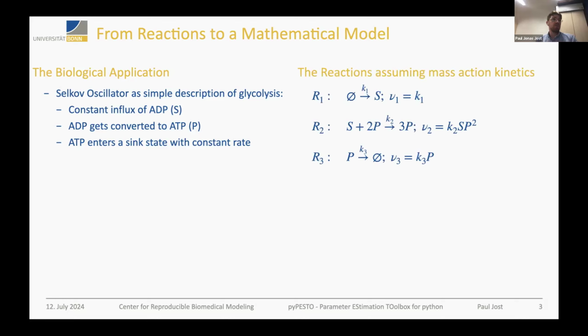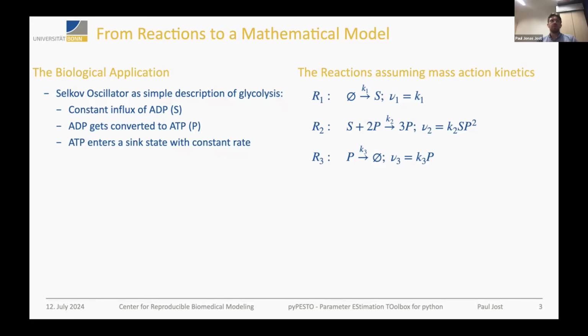There's a multitude of them again. There's Michaelis-Menten reactions, and there's, in our case, what we'll be using, mass action kinetics. So the first reaction is quite straightforward. It says from nothing there shall be substrate at a constant rate. So we should just say, well, the flux will be some kind of constant parameter K1.